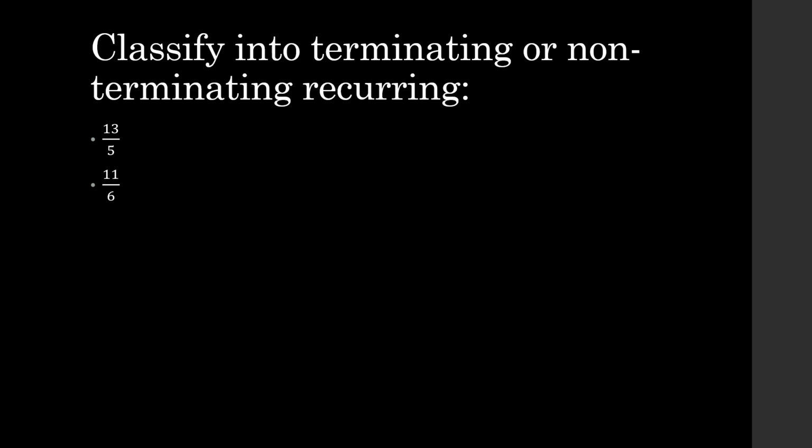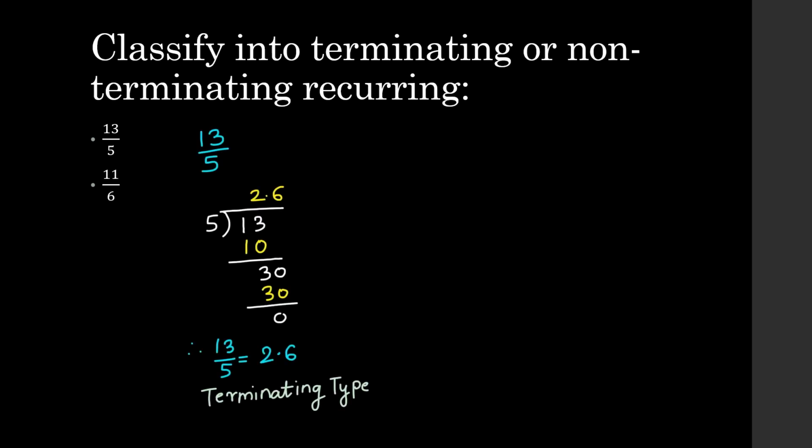Now we have to classify the following fractions into terminating or non-terminating recurring type. First one is 13 upon 5. First we need to convert this fraction into decimal form, and then we will classify it. To convert this fraction into decimal form, we will just use the simple division method. We have to divide 13 by 5. 5 2s are 10, 3 is the remainder. We will take a decimal point and a 0. 5 6s are 30 and the remainder is 0. Now you can see that the answer is 2.6. After the decimal there is one digit, a finite number of digits. The 6 is not repeating, right? So this comes under the terminating type.